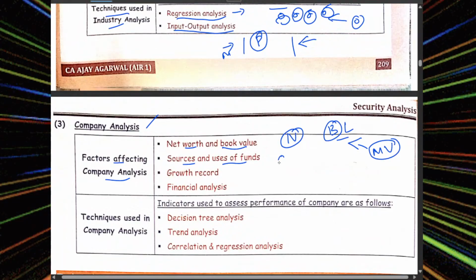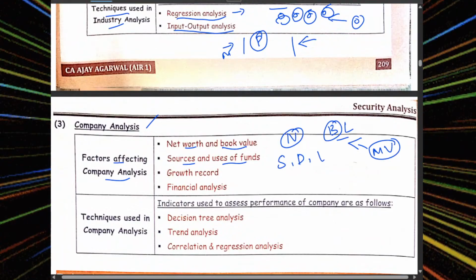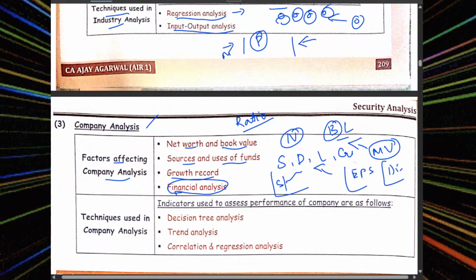Sources and use of funds. So we have shares or debentures or loans. How you got this fund or credit. Growth record: what is a growth record? Sales we will see, profit, EPS earning per share we will see, then dividend we will see. Financial analysis: all the ratios we will put into it. This is ratio financial analysis.